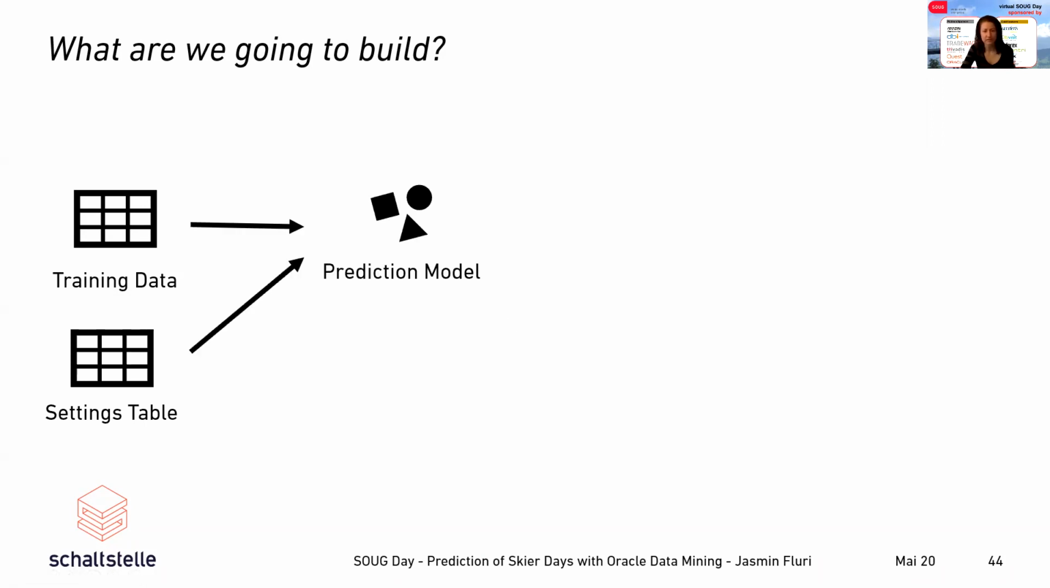To test this prediction model, we have our test data table with the 20% of test data. This table has the same structure as the training data, but contains different data, and very important, does not contain the target value that has to be predicted. So with the prediction model and the test data set, we are going to make the prediction.